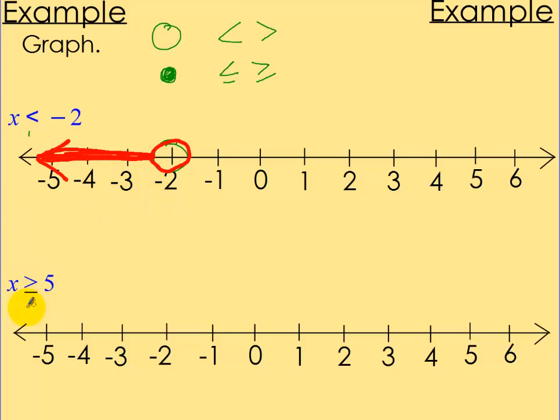X is greater than or equal to 5. Well, or equal to means I do a filled in circle at 5. And then greater than 5 means bigger than 5, so I go in the greater than direction, which is to the right. Alright, that's your answers. Done.